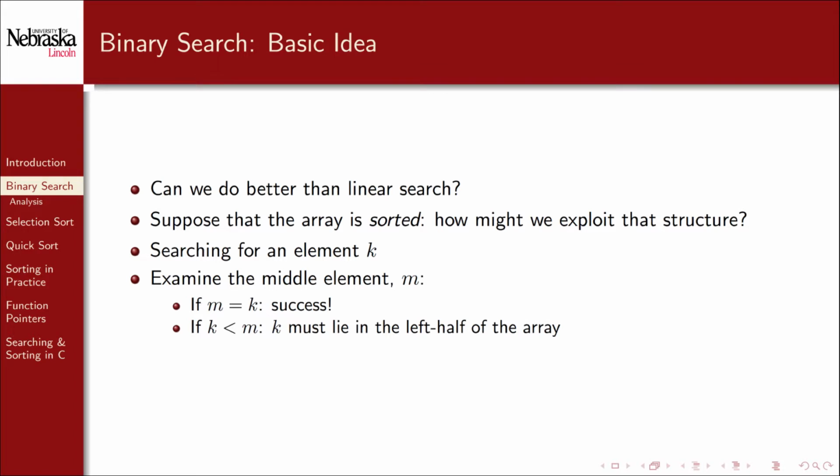Otherwise, we have one of two situations. If the key element is less than the middle element, then if it exists in the array, it must lie in the left half of the array. Again, this is because the array is sorted. We know that everything in the right half is greater than m, and so k cannot lie in that half. Likewise, if the key is greater than the middle element, then the key must lie in the right half of the array, if it exists.